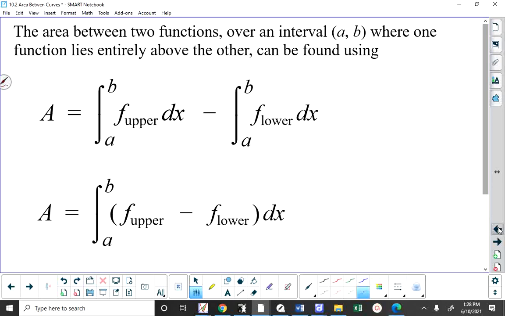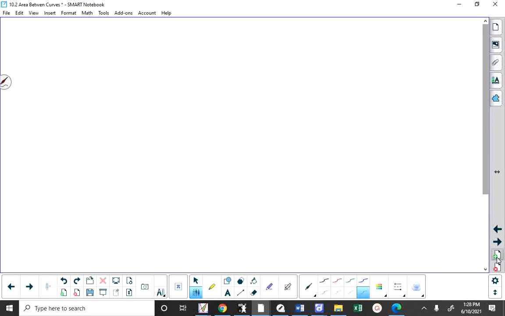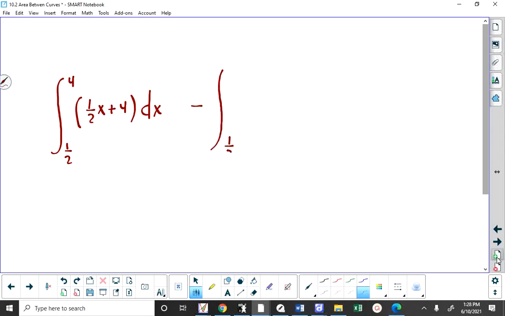So now let's do this with this example. The upper function is 1/2 x plus 4. So I need to take the integral from 1/2 to 4 of 1/2 x plus 4 dx and subtract the integral from 1/2 to 4 of x squared minus 4x plus 6. Did I write the two functions down correctly? And it is what you need to do.